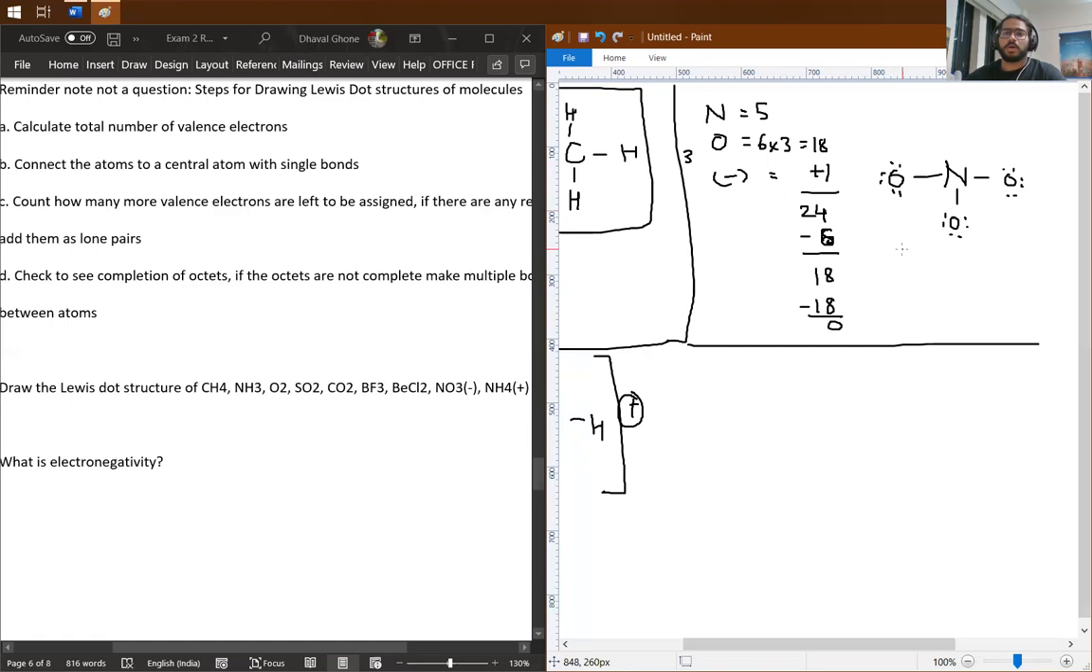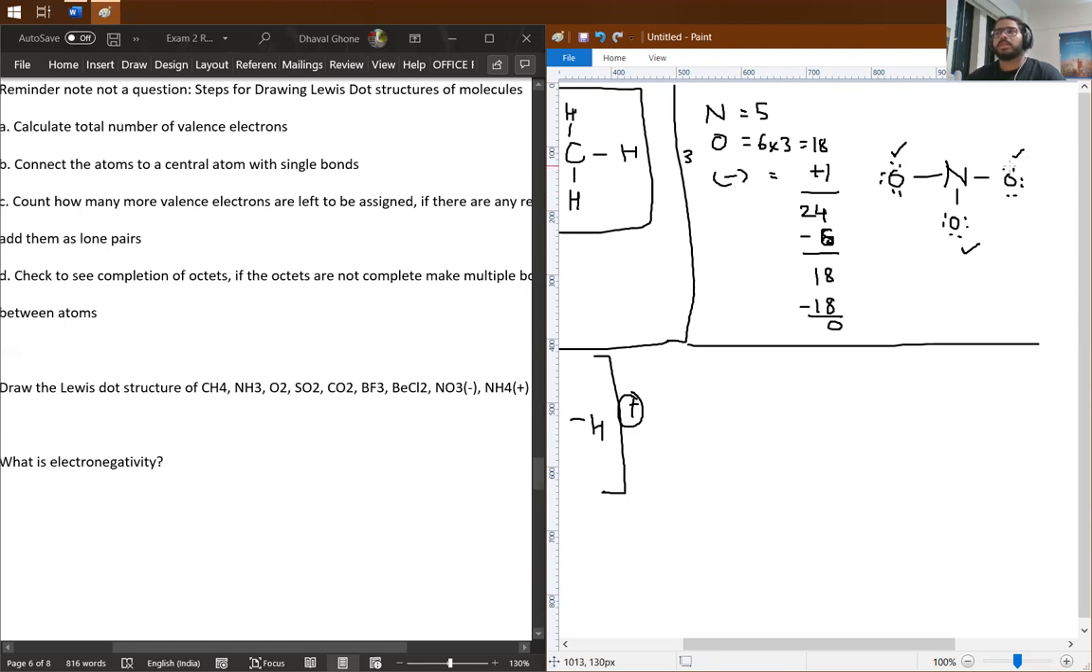Now I have to check for octets. If you see, this oxygen has 3 lone pairs, 1 bond. That means 8 electrons. So this has a complete octet. This has a complete octet, and this has a complete octet. However, nitrogen only has 3 bonds, 6 electrons, so it needs 2 more.